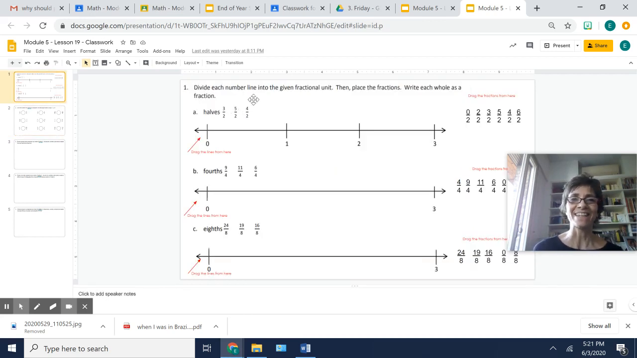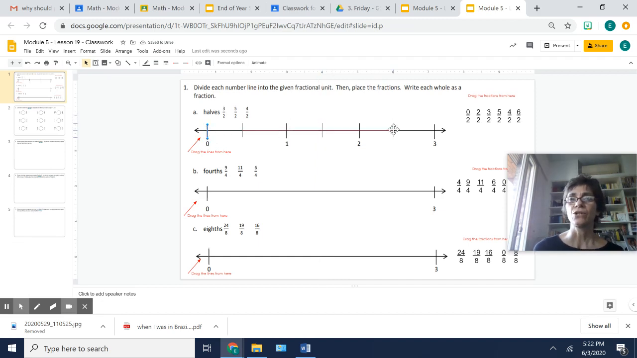Keep skipping to the next slide. My fractional unit is halves, so I need to partition each whole into 2 equal parts. So I think I can grab this, yes, and I can partition. I'm going to do this. We'll do this together, and then you'll continue on your own.